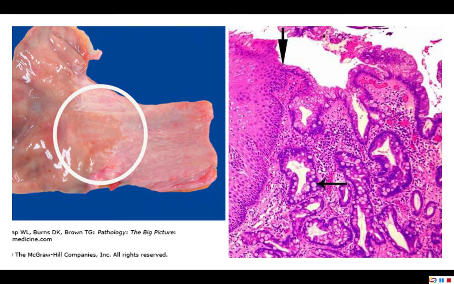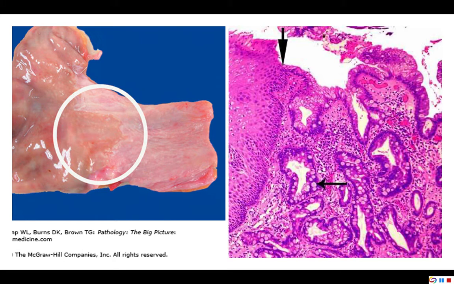So your stomach is lined with epithelium that is specialized to withstand that stomach acid. But your esophagus has a totally different epithelial lining, and so if that acid is refluxing up into the esophagus, that's going to agitate the esophageal lining, that mucosa, and it's going to then adapt to that by changing into a different type of epithelium.